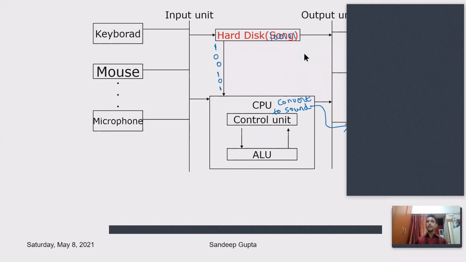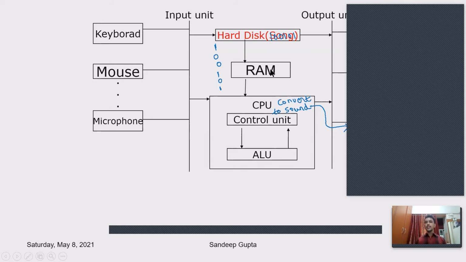In reality, between hard disk and CPU comes RAM, the main memory. Listen to me carefully, things are interesting. When you double click on the song, the entire song, I repeat, the entire song is first copied from hard disk to RAM. And then while the song is being played, I repeat, the word while is important, while the song is being played, the song is transferred from RAM to CPU.